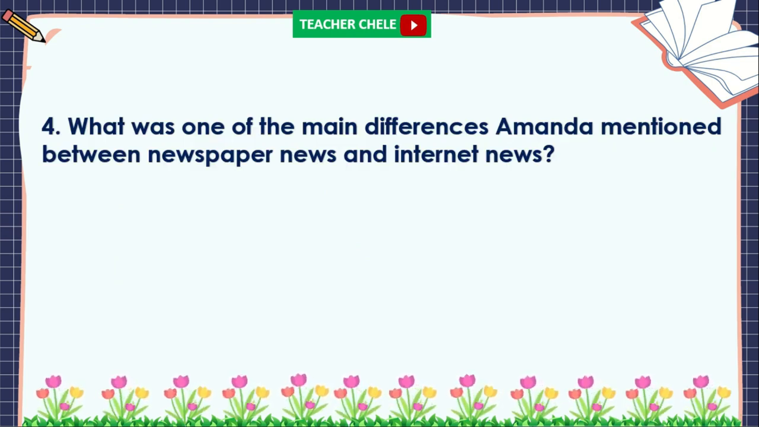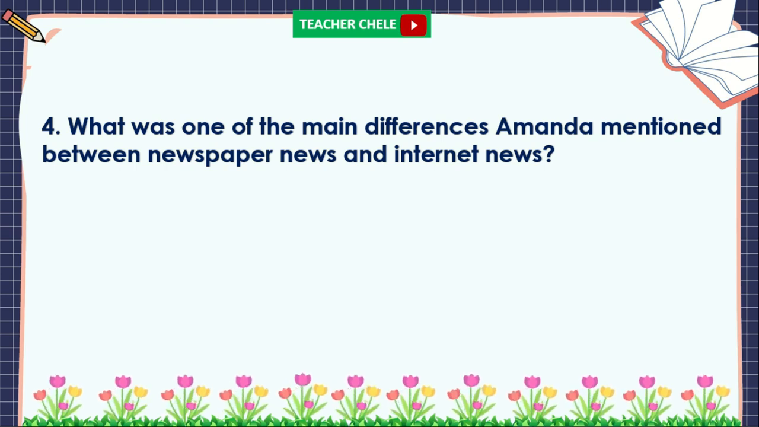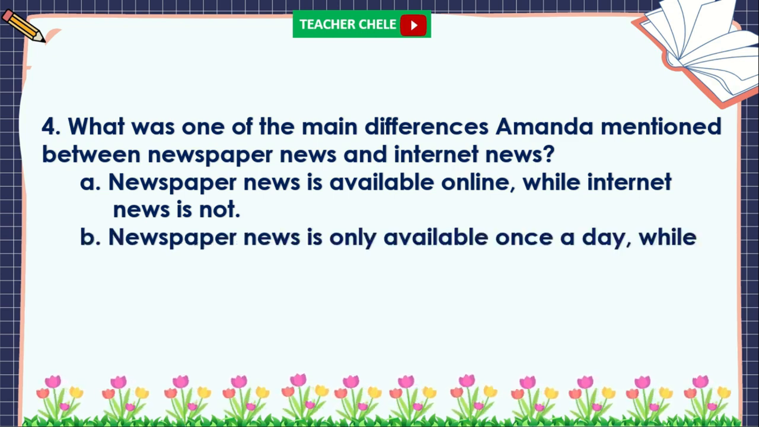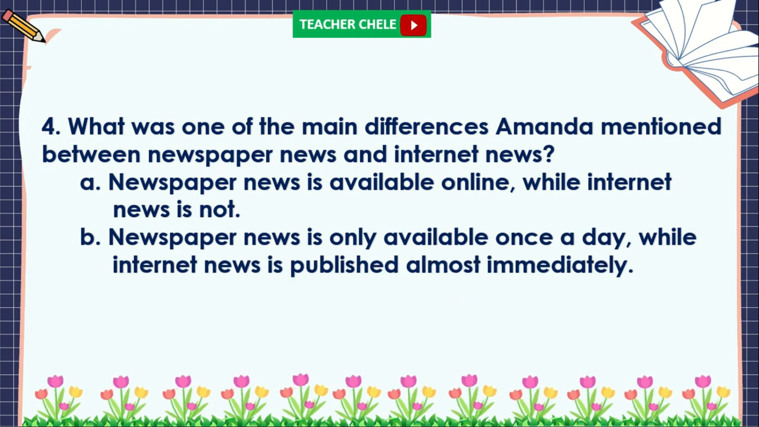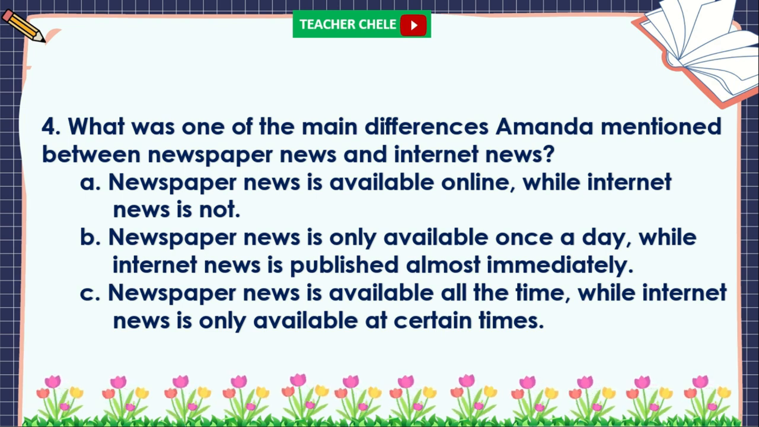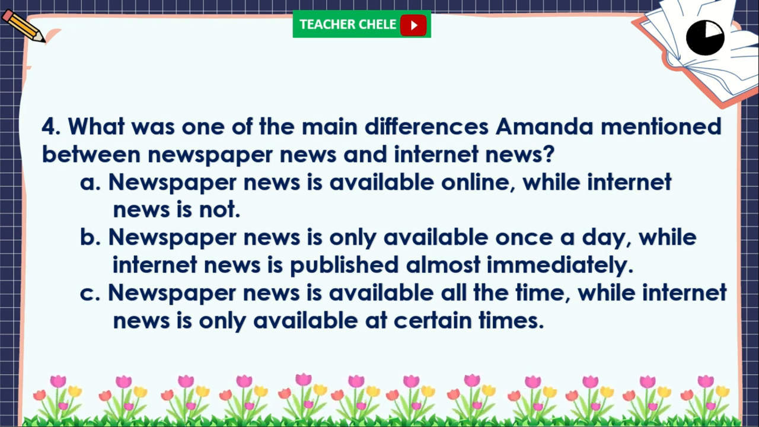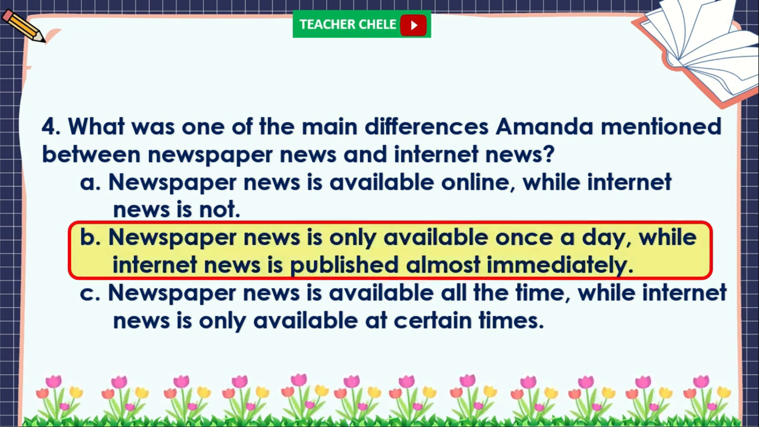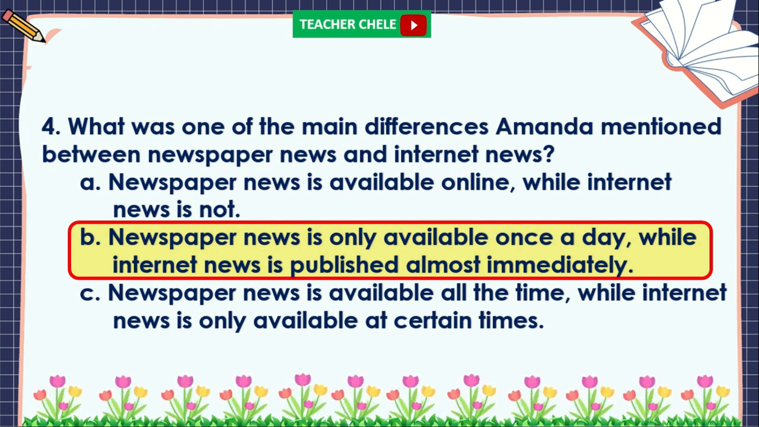Number 4. What was one of the main differences Amanda mentioned between newspaper news and internet news? A. Newspaper news is available online, while internet news is not. B. Newspaper news is only available once a day, while internet news is published almost immediately. Letter C. Newspaper news is available all the time, while internet news is only available at certain times. You're right. The correct answer is letter B, newspaper news is only available once a day, while internet news is published almost immediately.